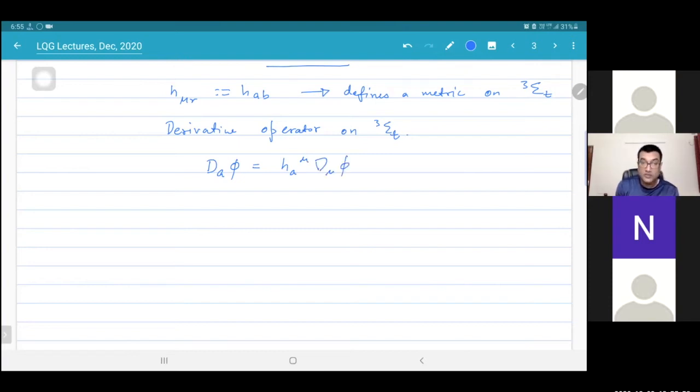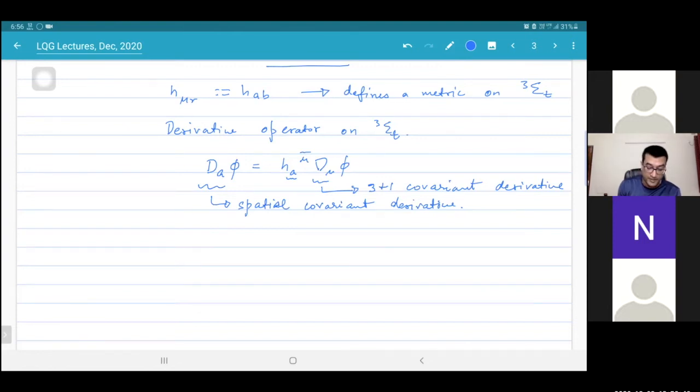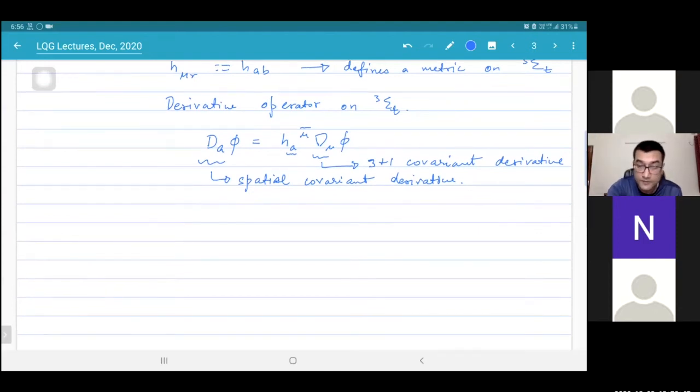Now in this, I'm using an odd combination of indices because I'm using one spatial index and one spacetime index. That's just to distinguish the fact that this del is your covariant derivative in 3+1 dimensions, and this is a spatial covariant derivative. And this is a definition of the covariant derivative on sigma t.